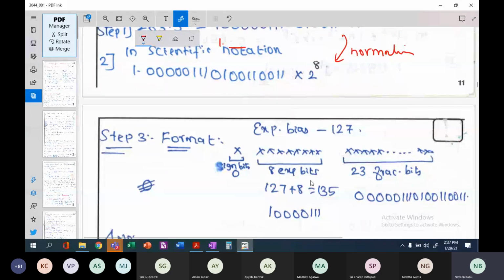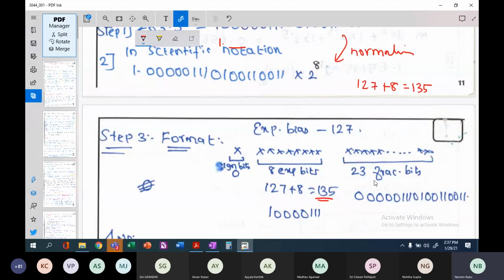Your 8 exponent bits, you have to bias them also. Please note you have to bias it. So what is the biasing value? 127 is the biasing value. You have to add 127 to it, which is nothing but 135. So 135 here can be represented as 10000111.